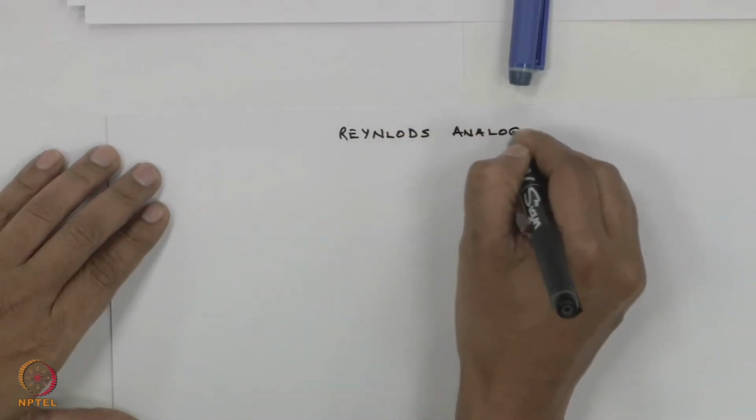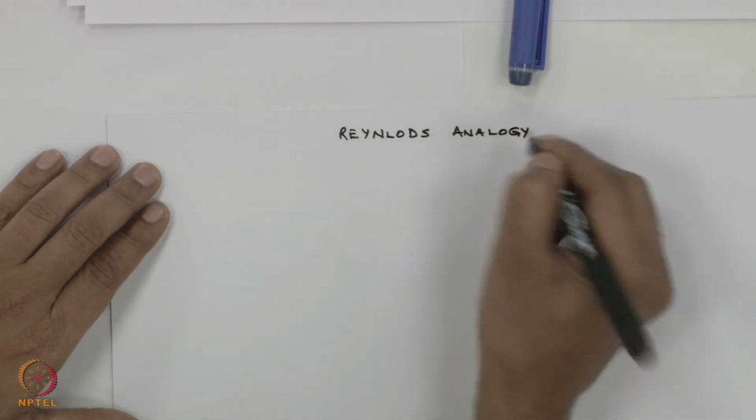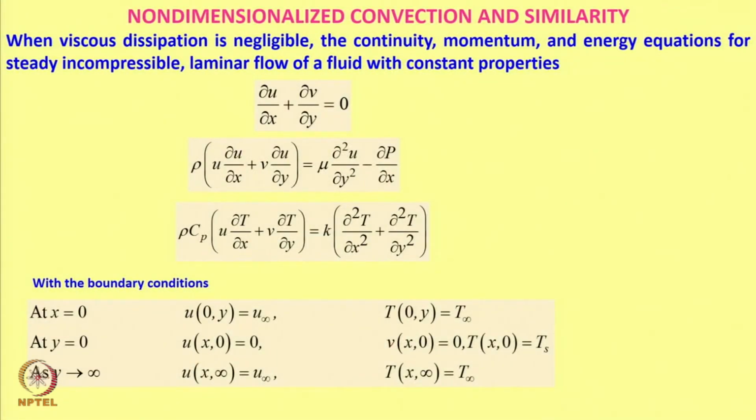Reynolds analogy. So let's get to the slides. In the Reynolds analogy, this is the same set of equations which we had written, the boundary layer equations, if you recollect. When viscous dissipation is negligible, we will have k ∂²T/∂x² plus k ∂²T/∂y² only. These viscous dissipation terms wouldn't be there, okay?